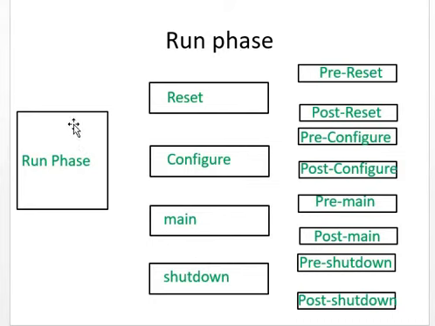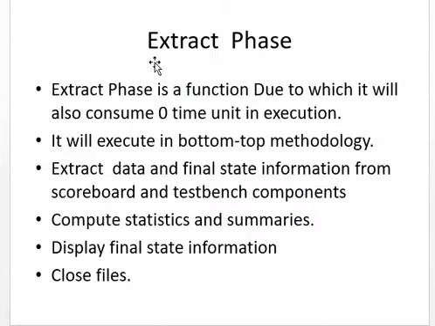Suppose the run phase of sequencer, run phase of driver, run phase of monitor, run phase of scoreboard are running in parallel. So that's why we say a run phase executes in parallel. When the post shutdown phase is ready to end, we will move to the next phase. So our next phase is the extract phase. In run phase we have provided the stimulus, and the DUT is providing the output corresponding to that particular stimulus.